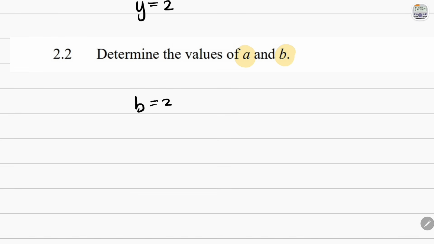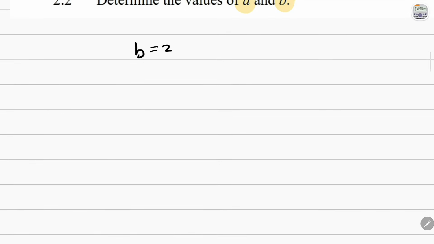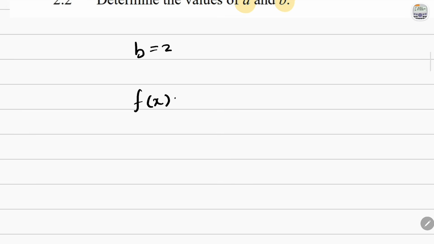And now we need to find a. So now that we know that our graph, okay, we can just update this equation. So the equation of our graph is a to the power of x plus 2. How do we find a?